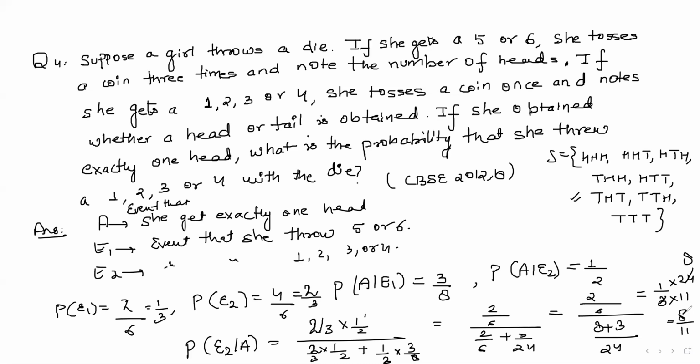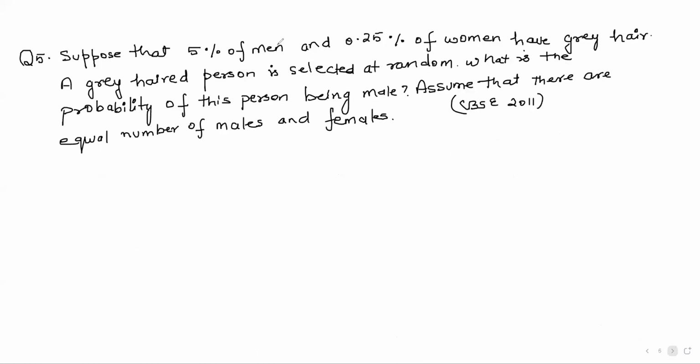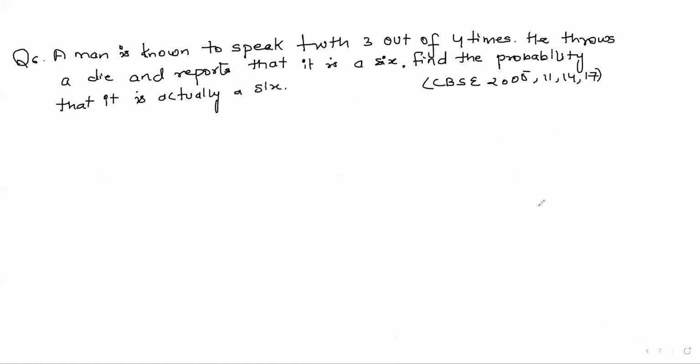Nabil, where are you making the mistake? Sir, I multiplied P of E1 into P of A by E1. Okay, it should be P of A by E2. Okay, understood. Huzaifa, is it done? Are you getting this answer? Huzaifa, are you getting this? Huzaifa, please reply to me on the chat box, okay? You were getting a different answer. Okay. Huzaifa, great.